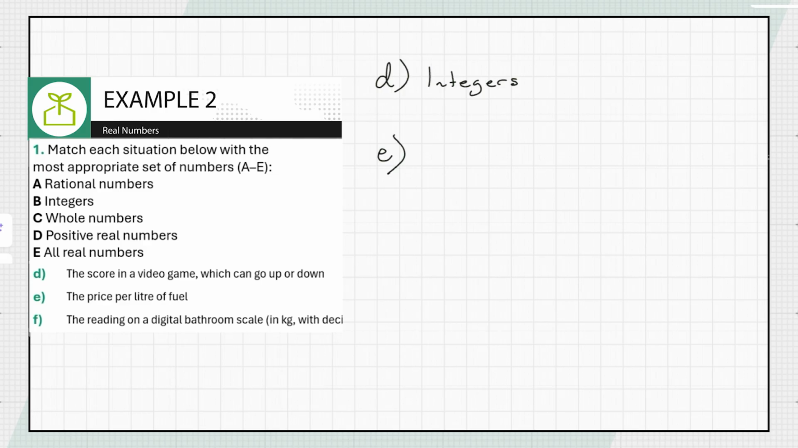So let's go with E, the price per liter of fuel. So this is going to be positive real numbers. Okay, we're going to pay actual positive prices, or positive prices from the perspective of the service station. They're going to expect us to pay $4 per litre. They're not going to expect us to pay -$2 per litre. That means that they pay us, which is kind of insane.